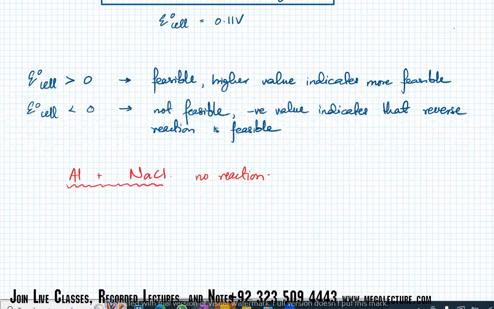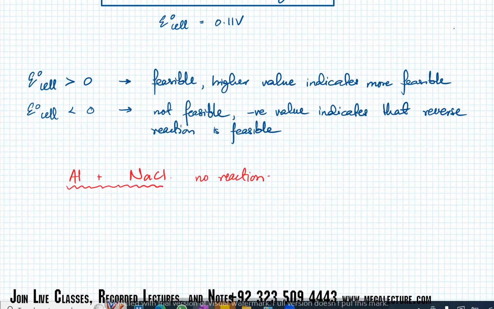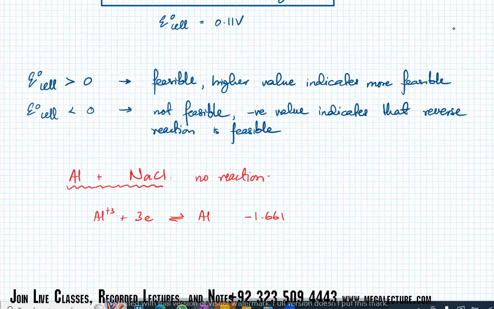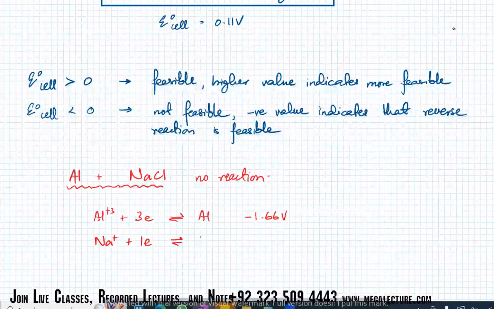So I'm going to try and do this reaction using the electrode potential values. So for Al, I have this electrode, Al3+ plus 3 electrons going to Al. Can you double check whether the voltage for this one is minus 1.66 volts? Then for Na, it's Yep, it is minus 1.66.